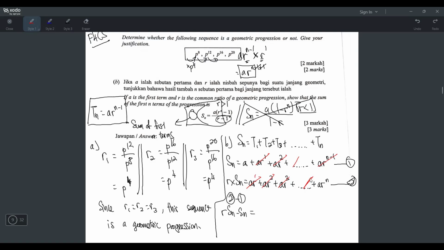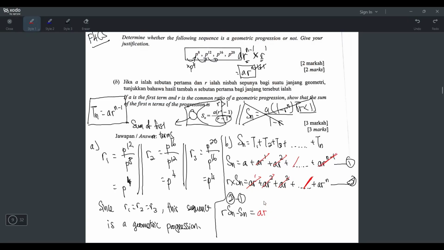And then what is before the AR power n? It will be AR power n minus 1. That's why you can cancel with this, right? So what you are left with is AR power n, and there is also a here, right? So what you have to write here is AR power n minus A. AR power n minus A, okay?